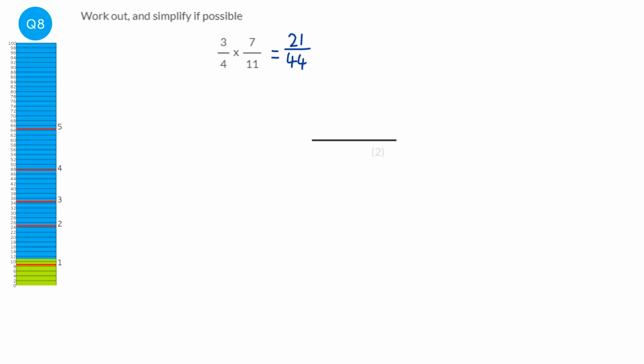We see whether we can simplify this, but actually there's no number that goes into 21 and 44, so 21 over 44 is our answer.